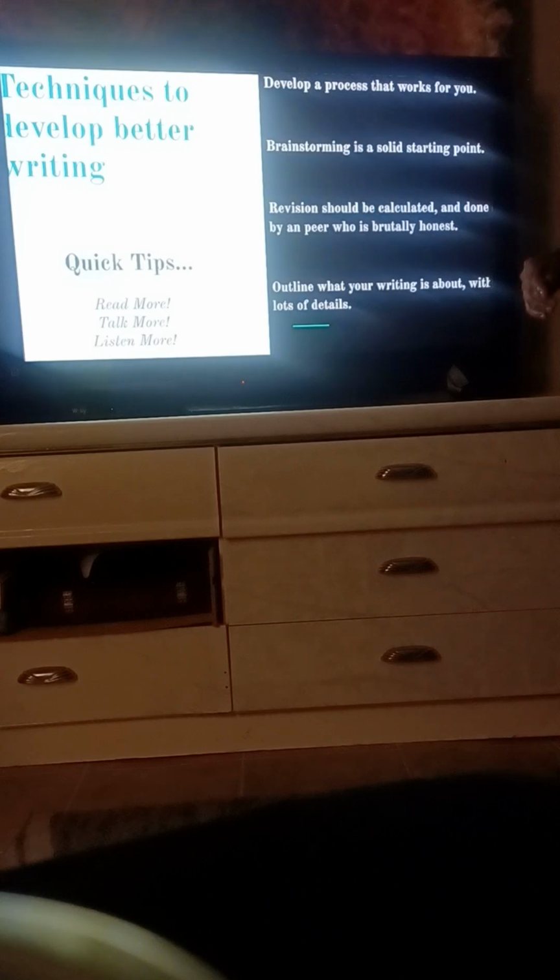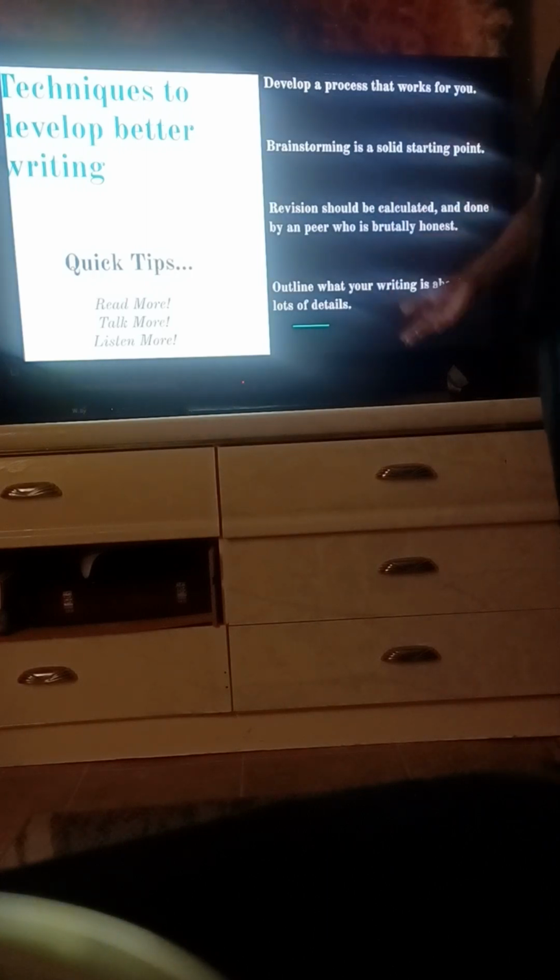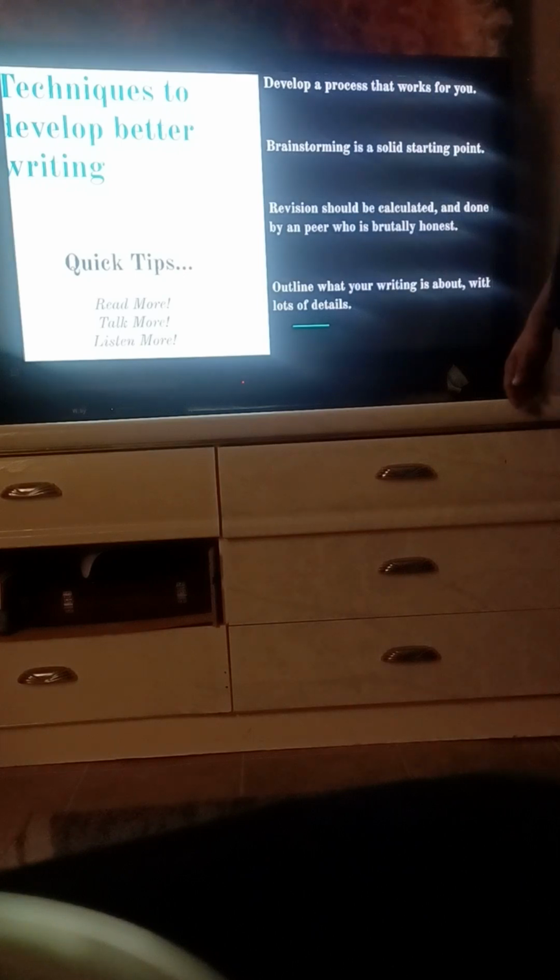Revision should be calculated and done by a peer who is brutally honest. I included that peer who is brutally honest as a kind of after note. Revision, obviously, is super important, but you also do not want friends who are not going to pick up on certain aspects of your writing that someone who is more direct and advanced would, right?